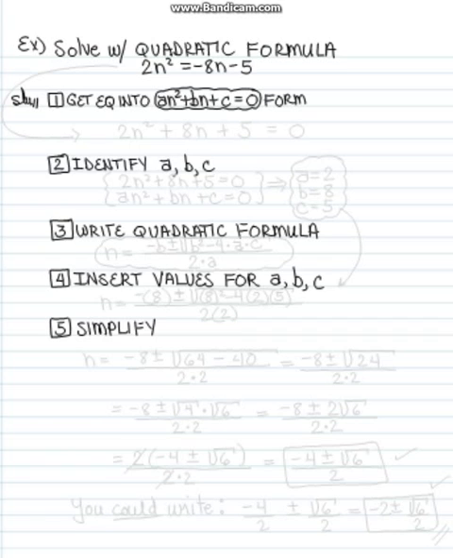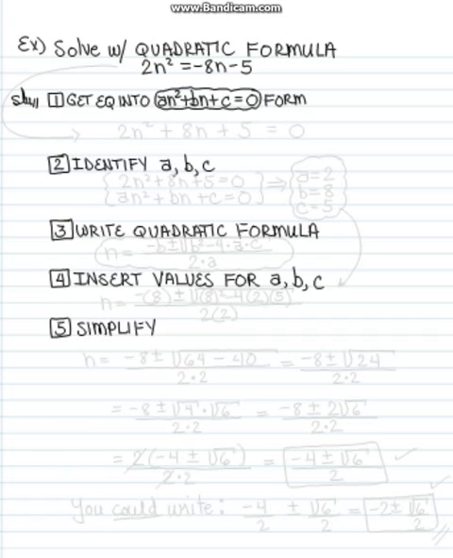We're asked to solve the quadratic equation 2n squared equals negative 8n minus 5. Step 1. We were told to use the quadratic formula to solve the equation. Solve with the quadratic formula. Step 1. Get the equation that's given to us into the proper form.